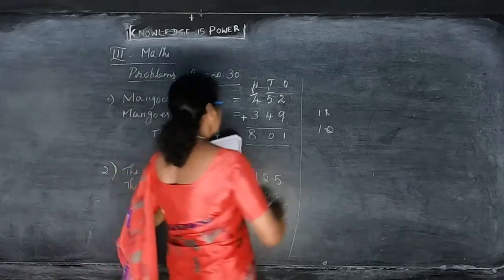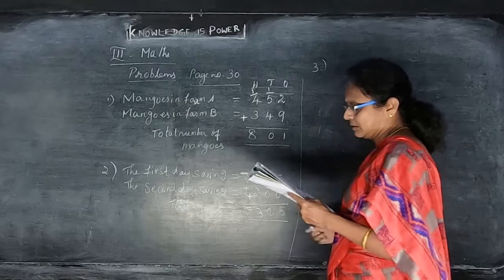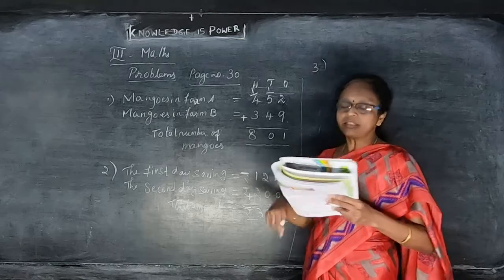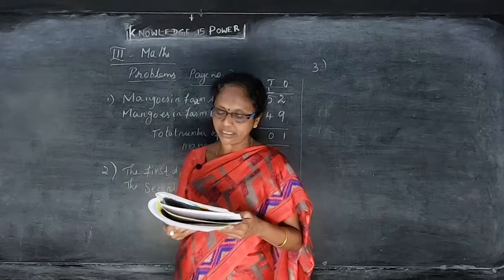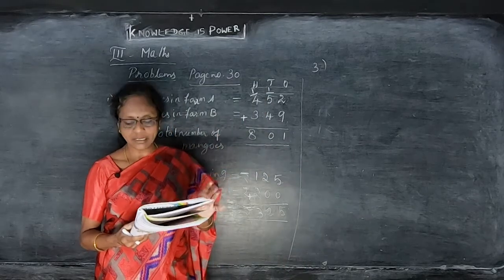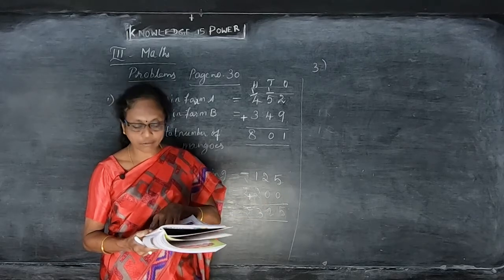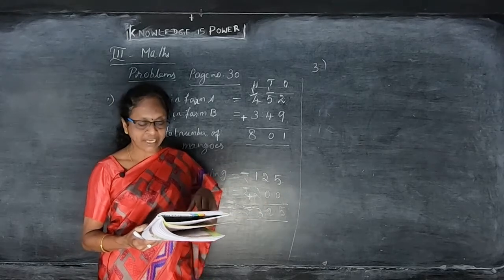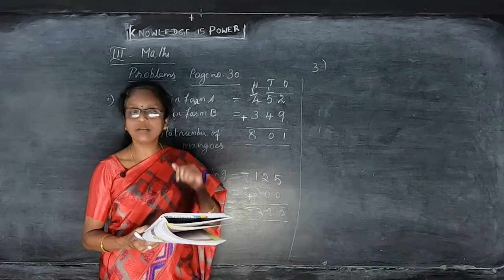Then the third sum, the Kumar earned rupees 800 in a day. Earned means he is making a profit. He earned rupees 800 in a day and spent rupees 450. So he got 800 rupees and he spent, meaning he spends, how many rupees? 450 rupees. Find the amount saved by him. This is not the addition. Find the amount saved by him.